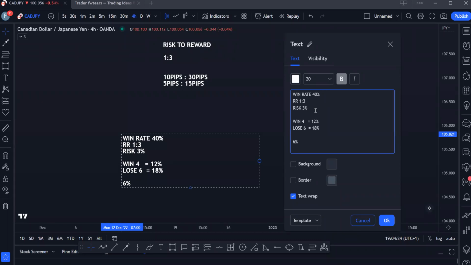I'm risking, my RR is 1-to-3. So I'm risking 3% to make 9%. All right. So if I win 4 trades, that will be 4 times 9. That is 36%. And the 6 that you lose, you lose each trade 3% per trade, so 6 times 3 is 18%. So with a win rate of 40%, but you have a risk to reward of 1-to-3, at the end of 10 trades, you'll still be in profit, 18% profit.